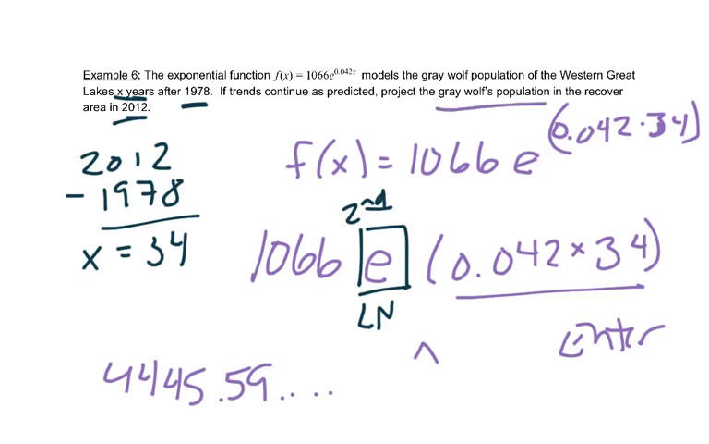We're talking about a wolf population, so it doesn't make sense to have part of a wolf. So we would round that to be 4446.